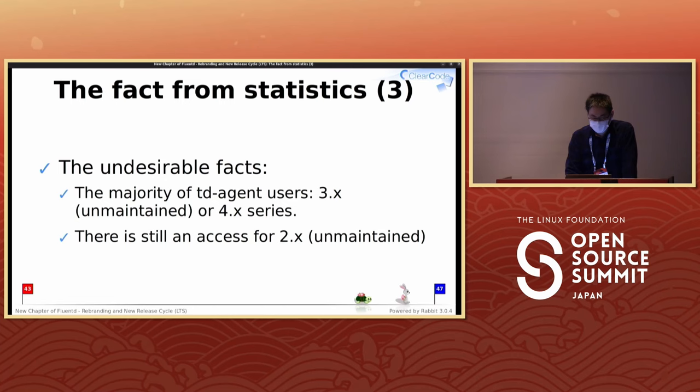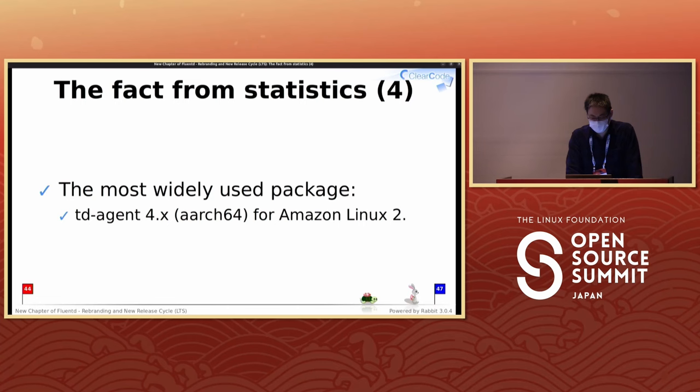We have found an undesirable fact. Most users still use version 3 or version 4. Version 3 is an old version and unmaintained. It's a surprise, because there is still access for version 2. It's an old stable version. It should not be used. We find that the most popular package is td-agent version 4 for Amazon Linux. The td-agent package is provided for Intel architecture, but maybe for cost merit, ARM architecture was selected.